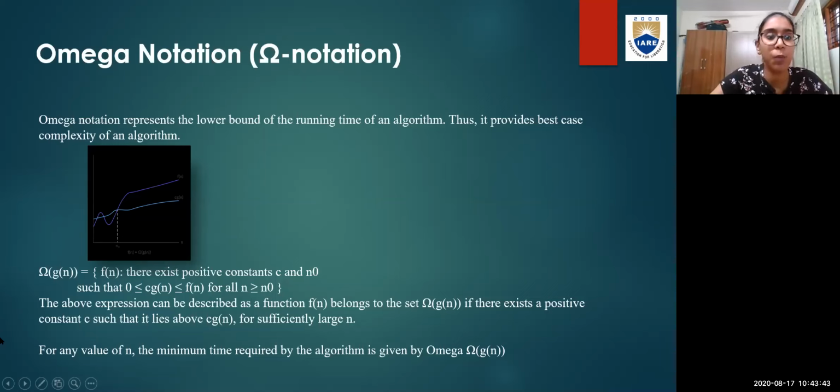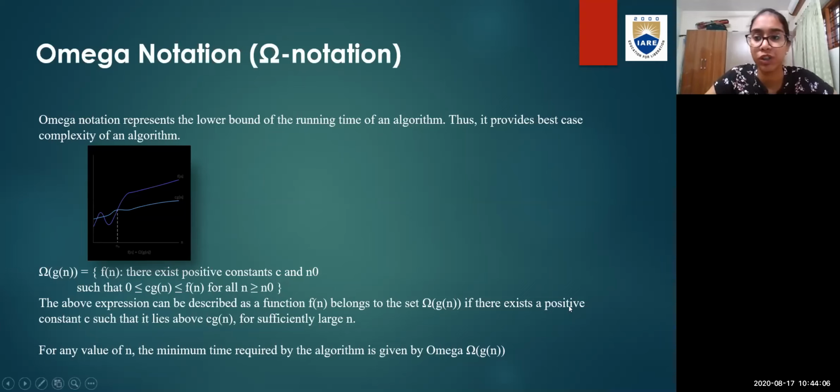If there exists a positive constant C such that it lies above C into g of n for sufficiently large n. For any value of n, the minimum time required by the algorithm is given by omega of g of n. Because for the best case complexity, it will take very little time. So whenever you want to know the minimum time required by an algorithm, you have to go for your omega notation.